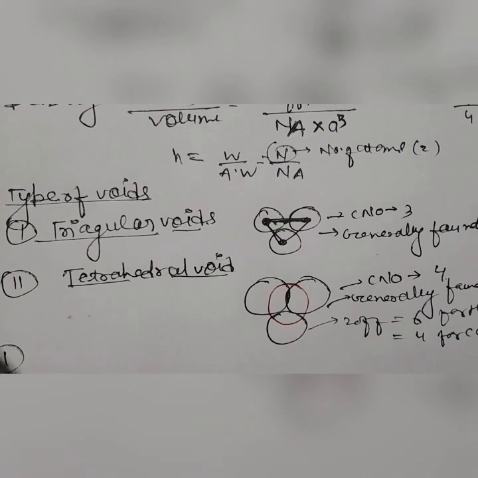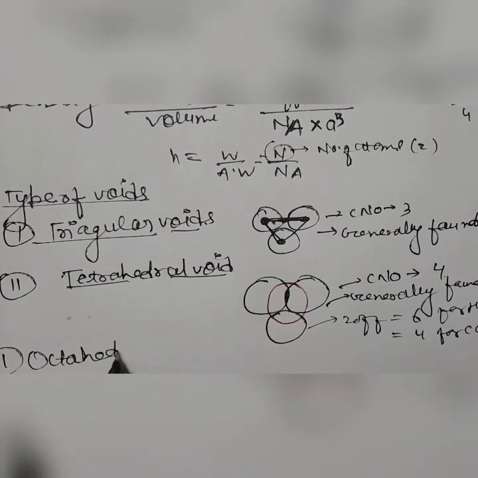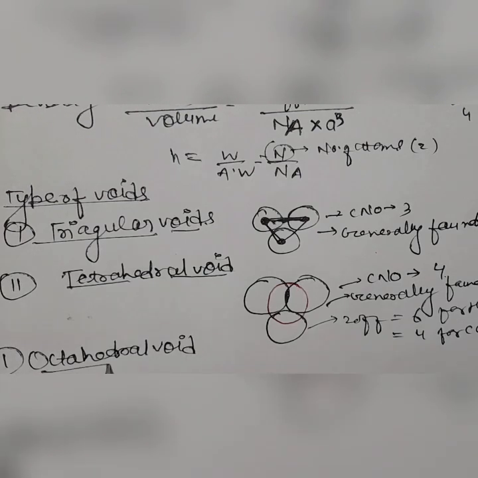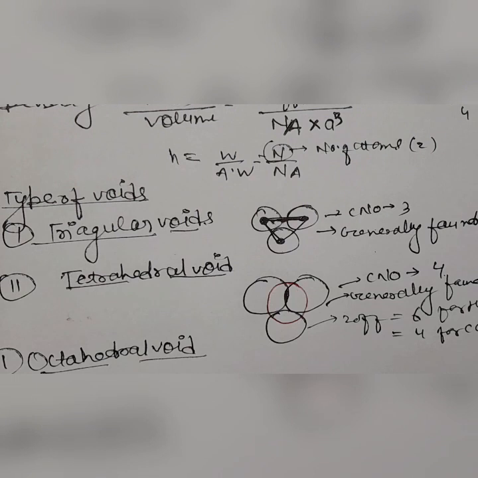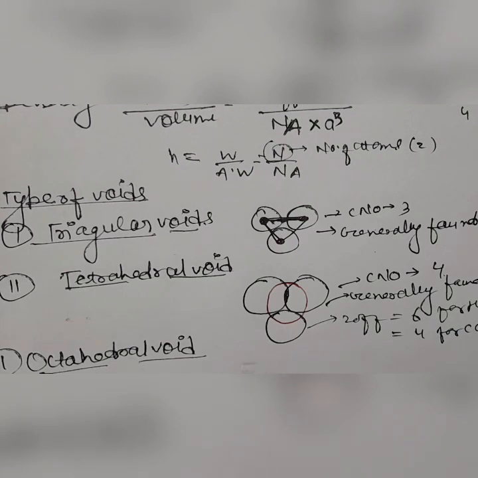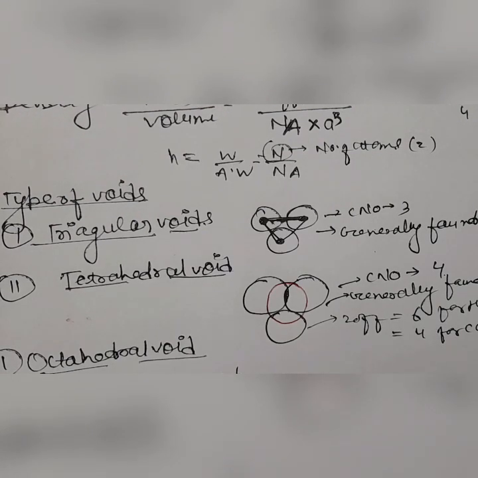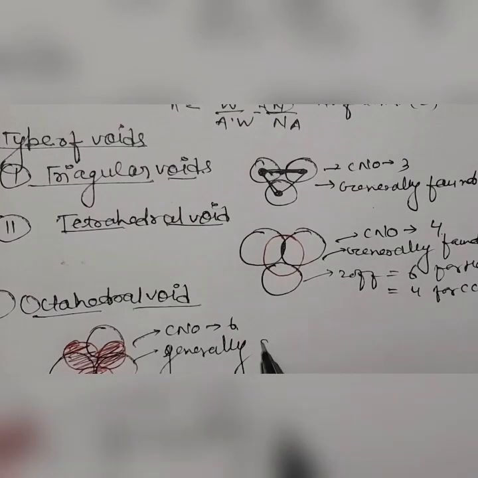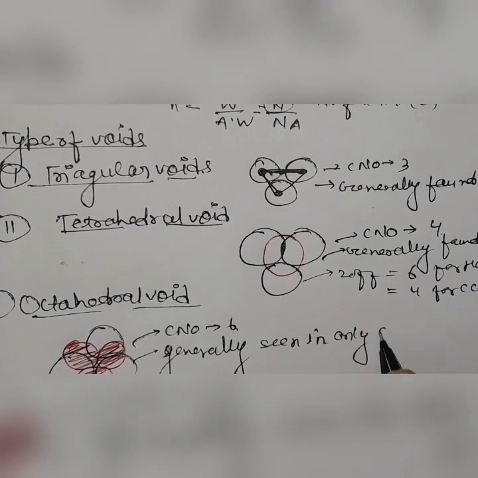There is another void, that is the octahedral void. The octahedral void is like this, and this, and this, this, this. That is the octahedral void, having coordination number 6. Octahedral voids are generally seen only in CCP and SCP 3D.